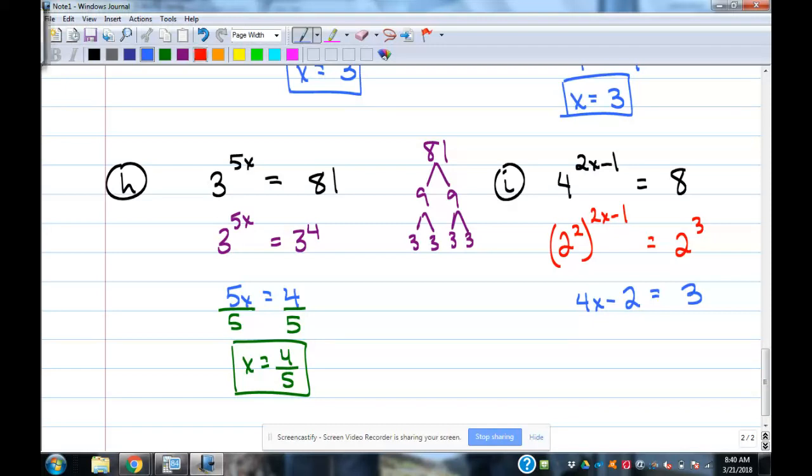Right? What can we do with that? Add 2 to both sides. 4x equals 5. And divide by 4. Yeah, last step. x equals 5 over 4. That's neat.